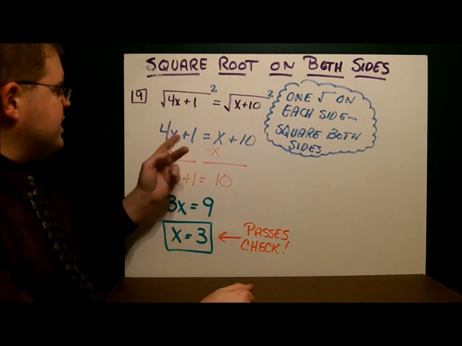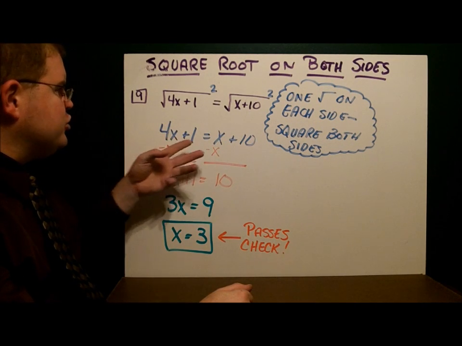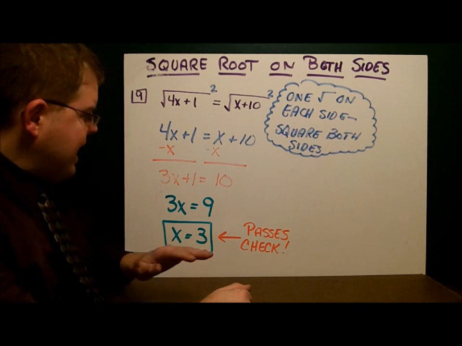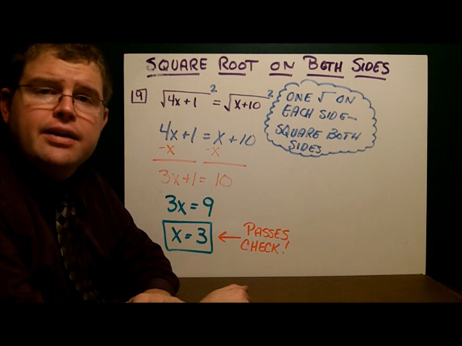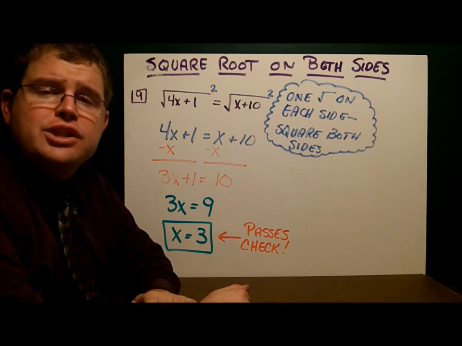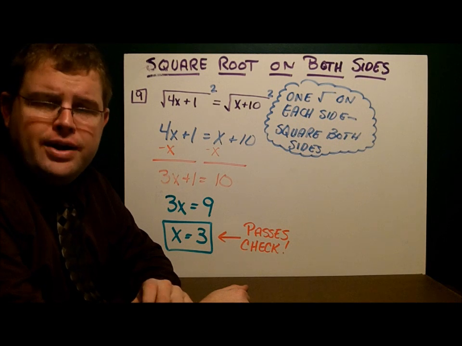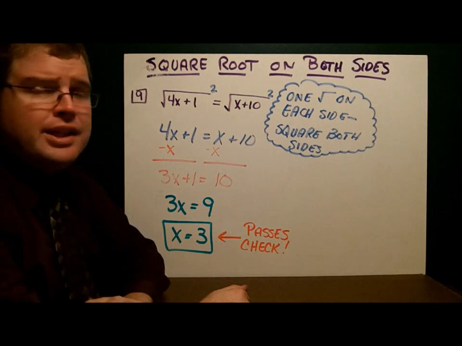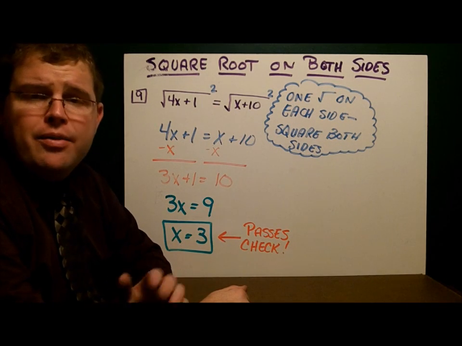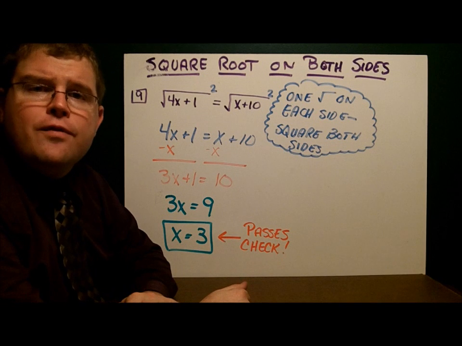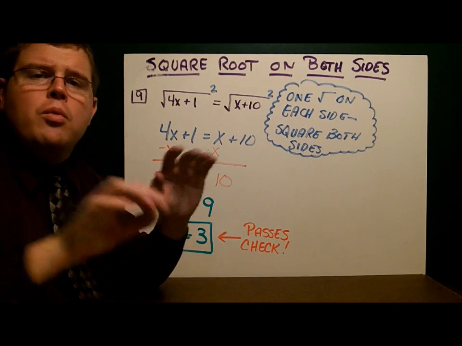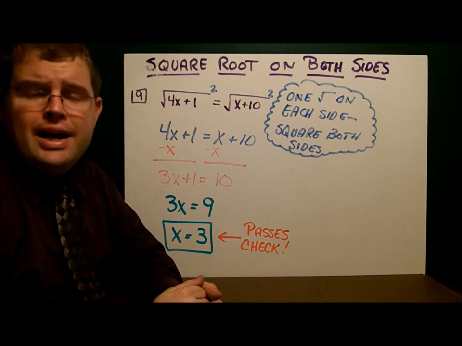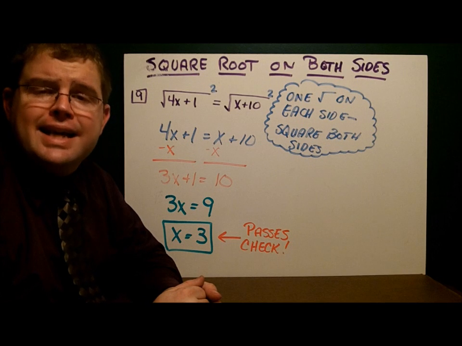Now I just solve this equation, subtract x's, subtract 1, divide by 3, and I get x equals 3. X equals 3 is a possible solution. Don't forget you have to check. You have to make sure you didn't get an extraneous solution. And so we take the 3, plug it into the original equation, and see if it works. By the way, it does. So if you have two square roots, get one on each side of the equal sign, and then square both sides. Now, I know what you're thinking. What if they're both on the same side?